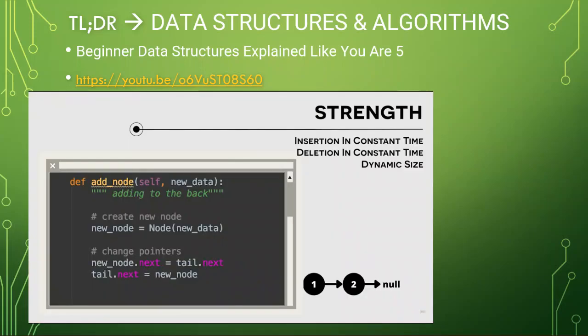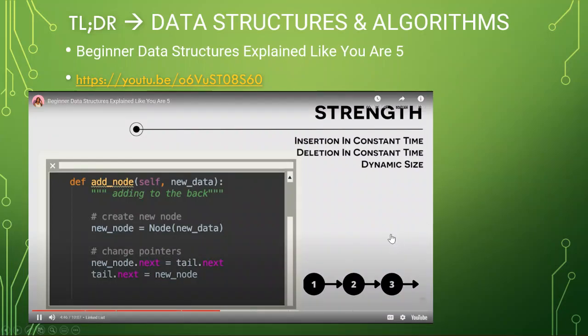If you want to add a specific node to the linked list, all you have to do is change the pointer, just like all you would have to do in a keychain is unhook the other keychain. So insertion and deletion happen very quickly, in constant time.